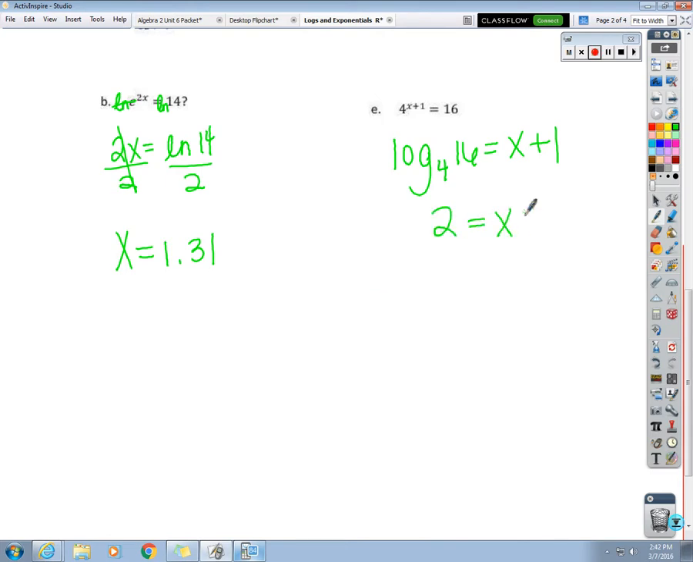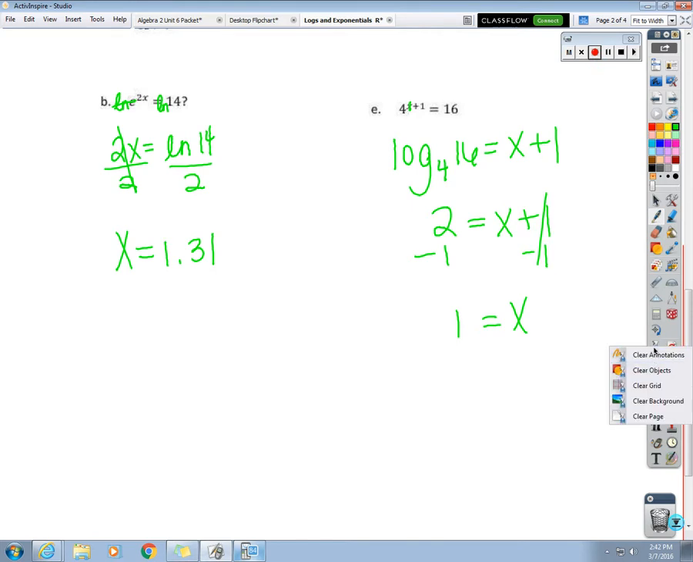Okay, so you end up with 2 equals x plus 1. Now to solve for x, what do I do on both sides? Right. And then checking this one is pretty easy. You can just do it in your head. If x equals 1, I would replace the x with a 1. 1 plus 1 is 2. Isn't 4 to the second power 16?